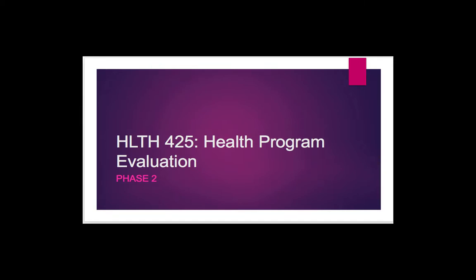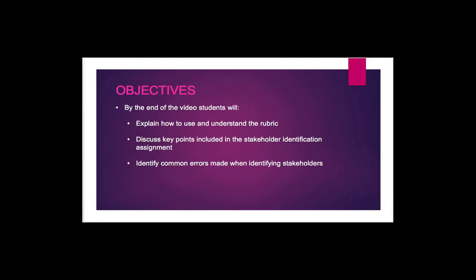This phase is referred to as stakeholder identification. This assignment allows you to explore all stakeholders involved and interested in the development, implementation, and maintenance of your program. In this video, we will review the rubric, discuss the assignment, and identify common errors. By the end of this video, you should be able to explain how to use and understand the rubric, discuss key points included in the stakeholder identification assignment, and lastly, identify common errors made when identifying stakeholders.